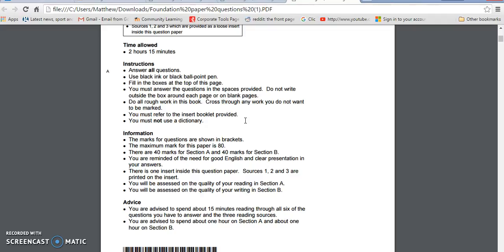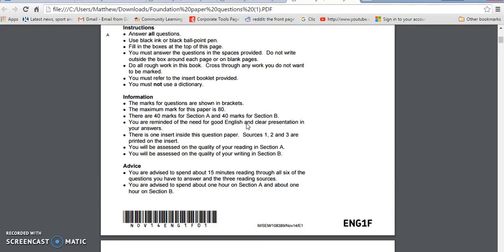Now, you're advised to spend about 15 minutes reading through all of the questions you have to answer and the 3 reading sources. It is a very good idea to read through the questions before you start answering them, and we'll go into that in a bit. It advises that you spend about an hour on section A and then about an hour on section B, giving yourself 15 minutes to prepare to read the sources.